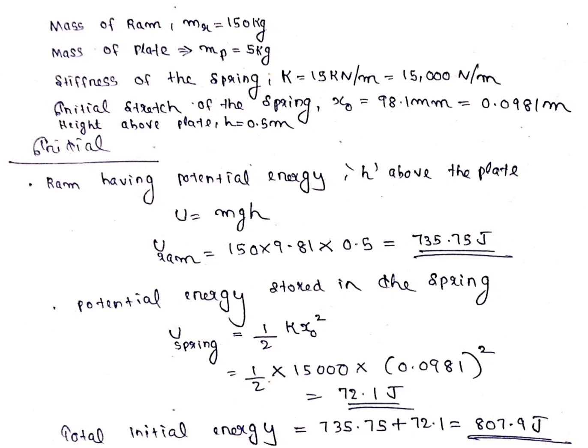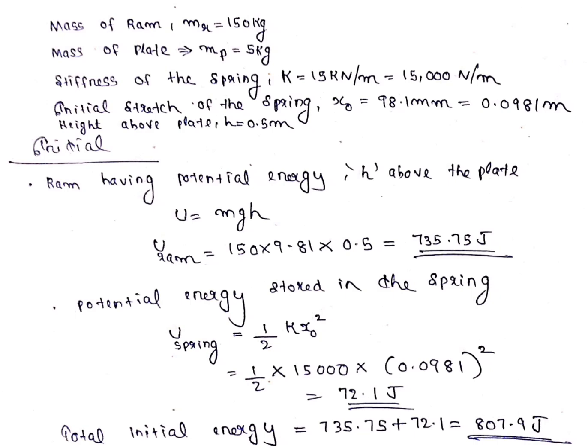So the total initial energy, the energy due to the ram and due to the plate, I will simply add it. It gives us 807.9 joule. So to explain the initial condition, the ram has a potential energy due to the height, and the spring has a spring energy. So these are the two energies before the ram and plate collide.